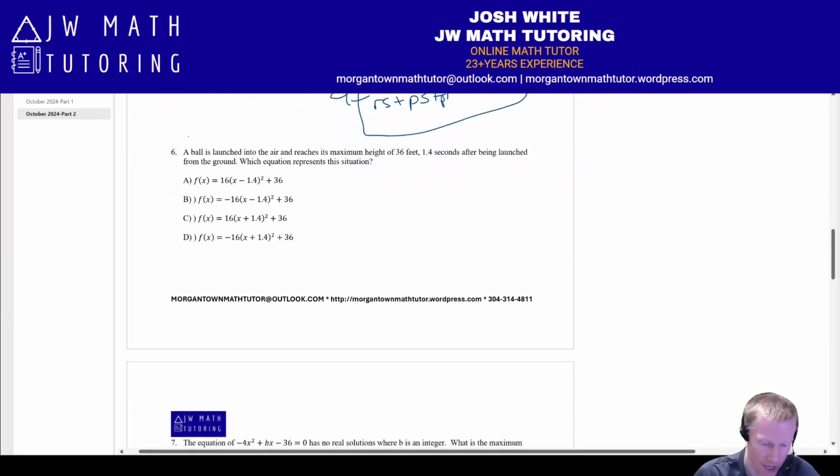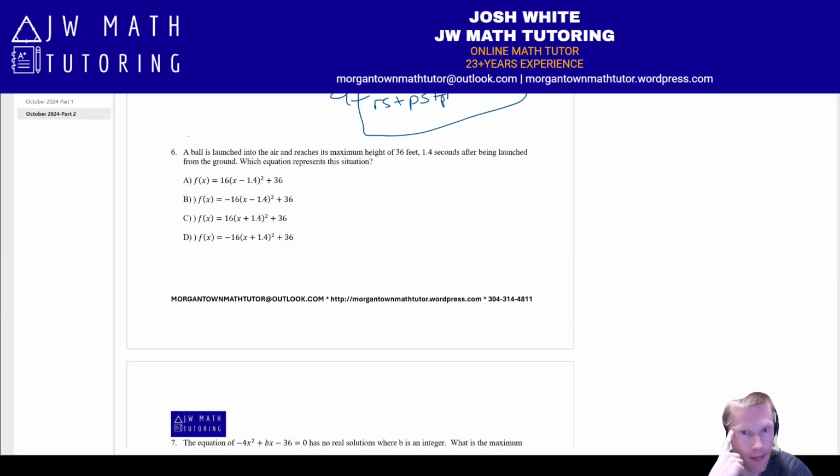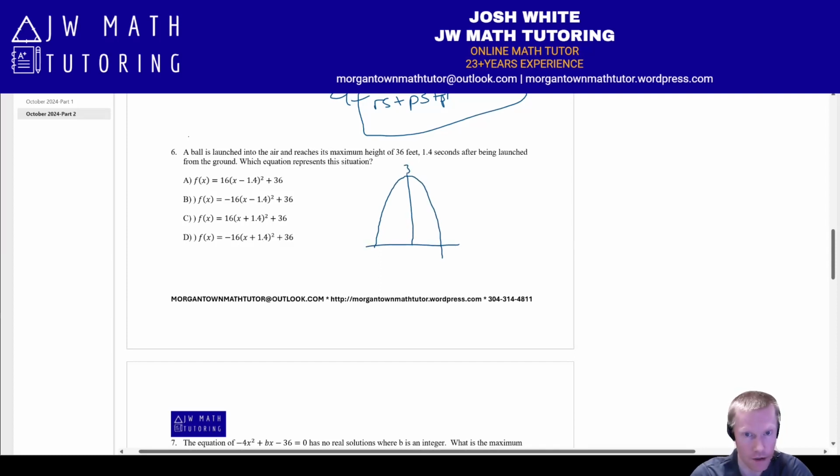All right, next up, we have a quadratic function problem. Basically you're launching this ball into the air from the ground. It reaches its maximum height of 36 feet, up here, after 1.4 seconds. So hopefully you know that this 1.4 comma 36 is going to represent our vertex.